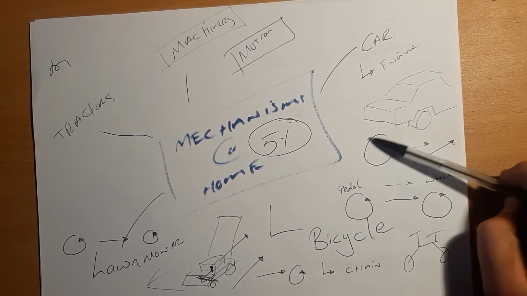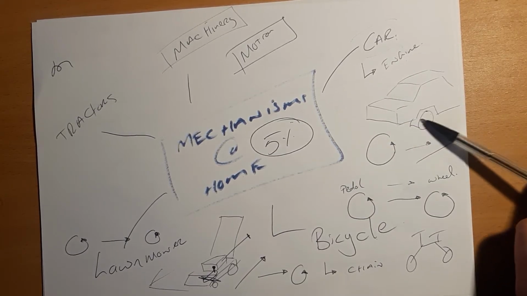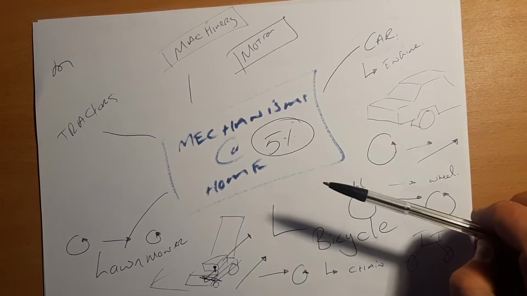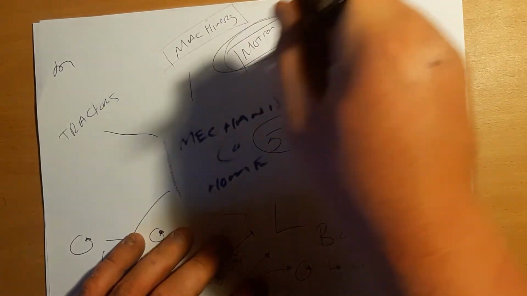I've mentioned the motion. It's rotary to linear. The wheels turn, the car moves in a straight line. So I've highlighted motion there, and that's the thing we want to mention here.